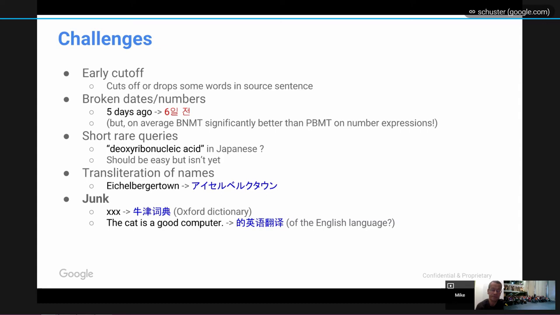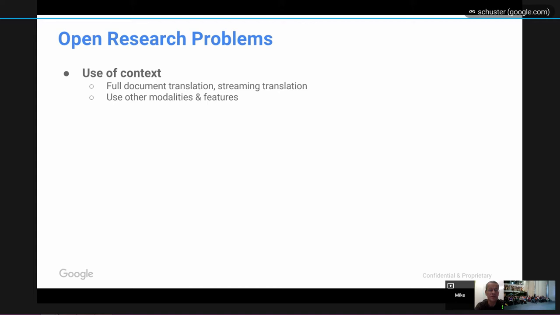So finally, some open research problems. So use of context. Of course, we want to do full document translation. We want to do eventually streaming translation. This cannot be done yet, but hopefully will be done in the future. We want to use other modalities and features. So for example, for an old person, you would maybe generate a different translation than for a kid.